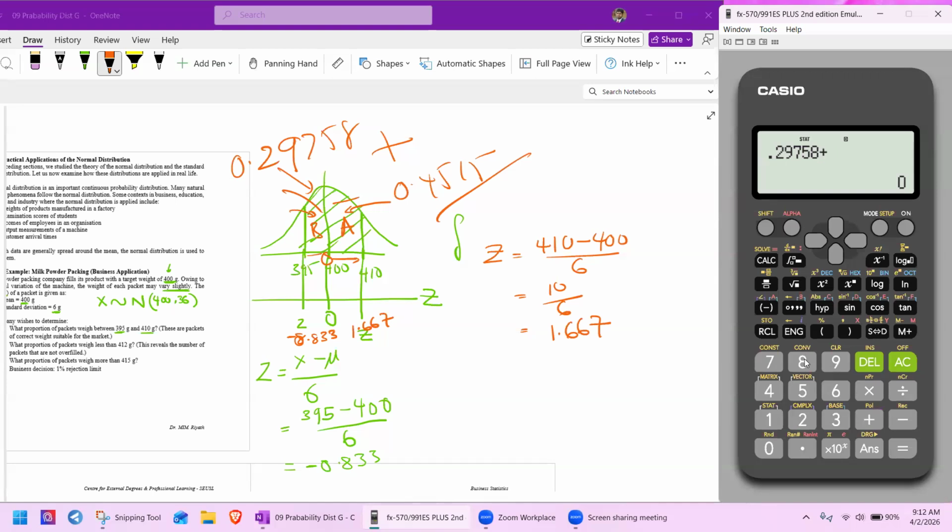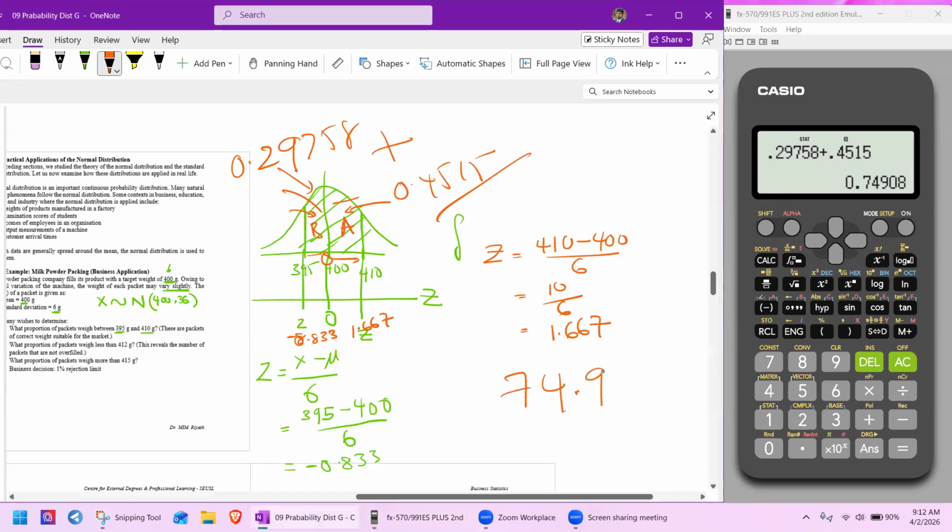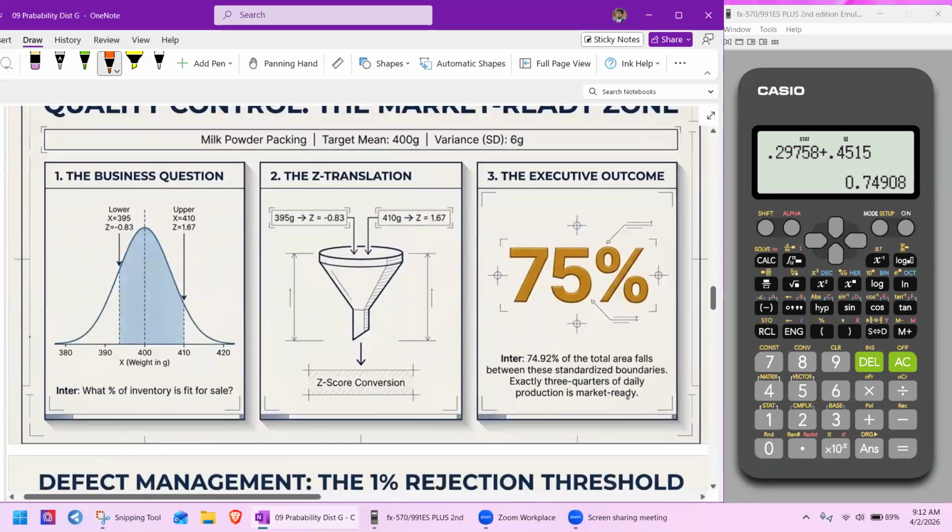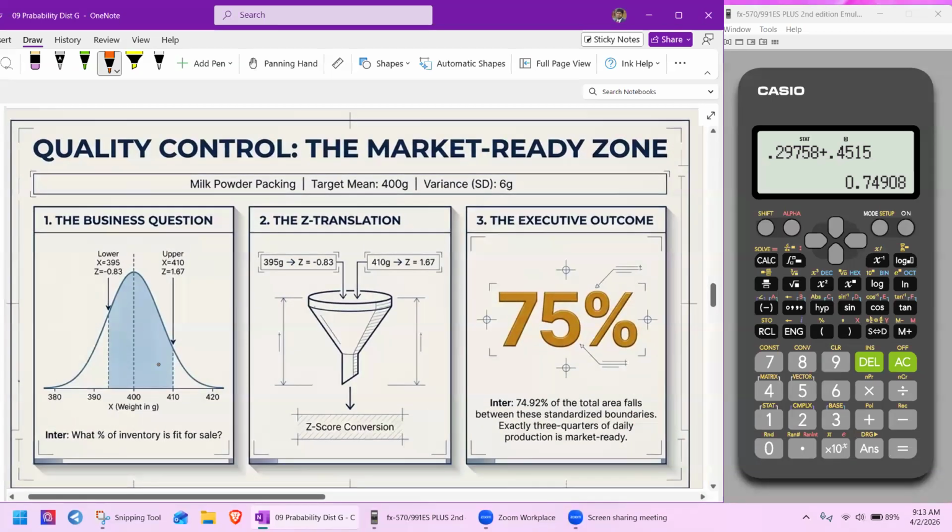plus 0.4515 equal almost 74.90%. So the probability of getting the package between 395 grams and 410 grams is 74.9%. So that's what is given for the milk packaging, 395 to 410. Here the probability is 75%.